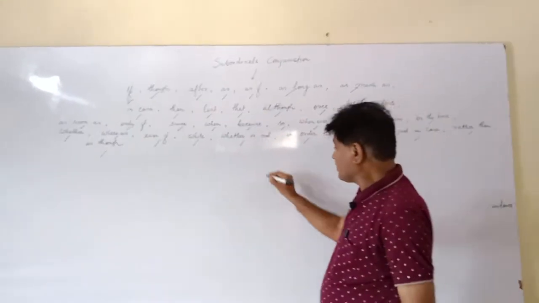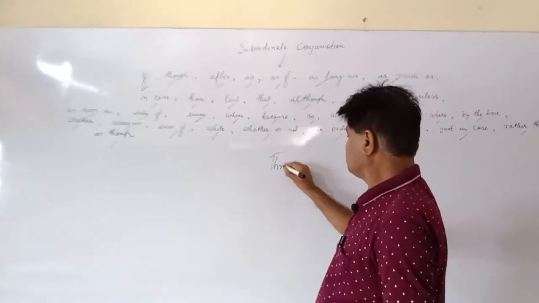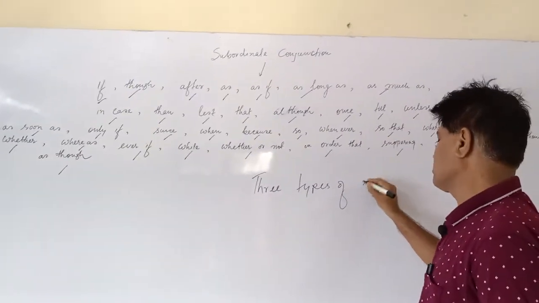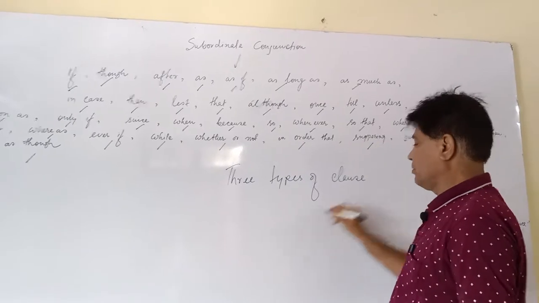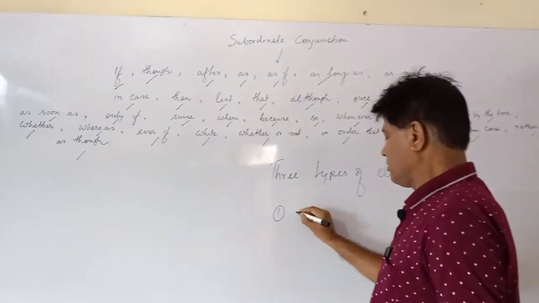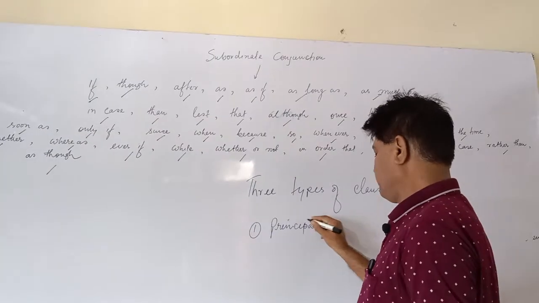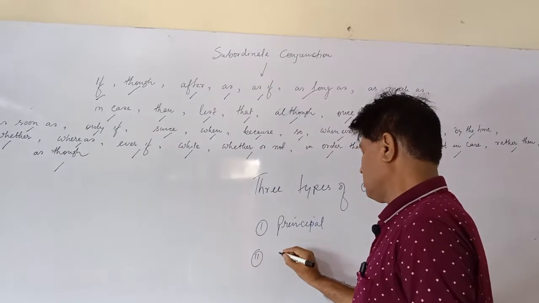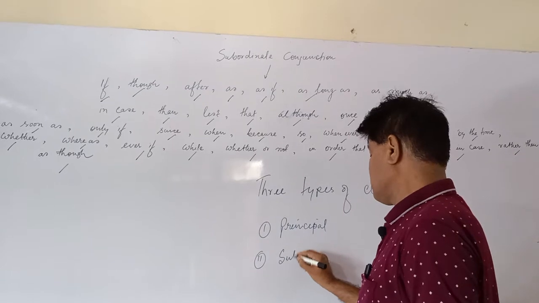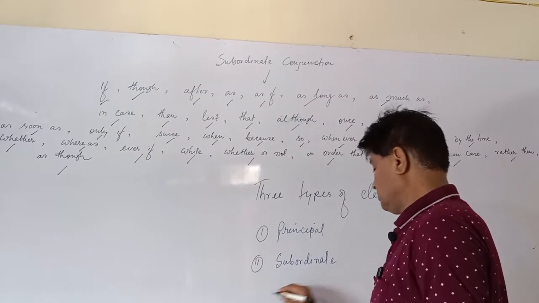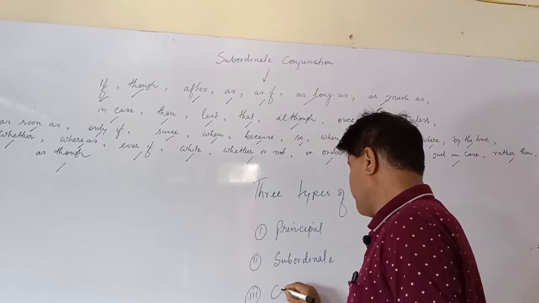Well, there are three types of clause. Three types of clause: principal, second, subordinate, third, coordinate clause.